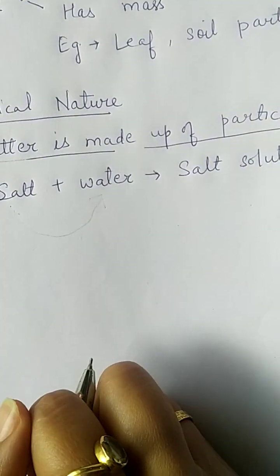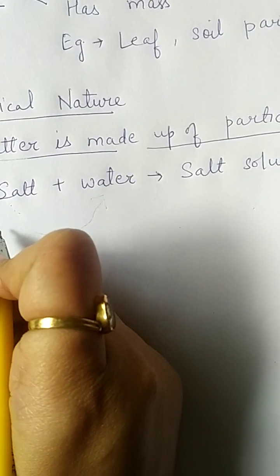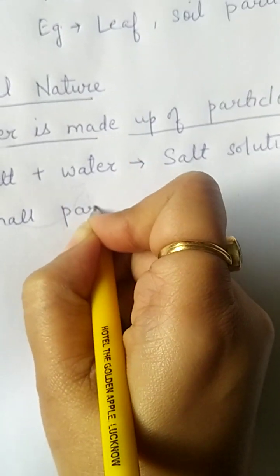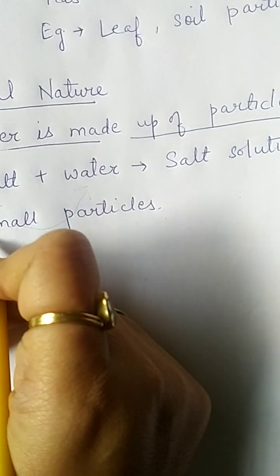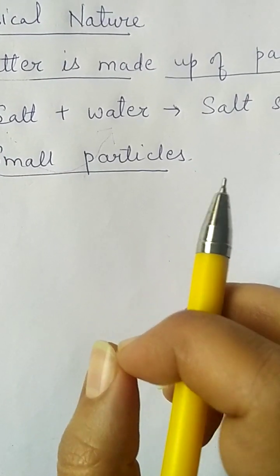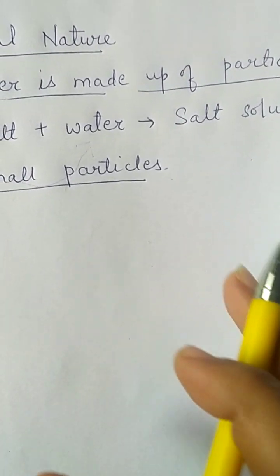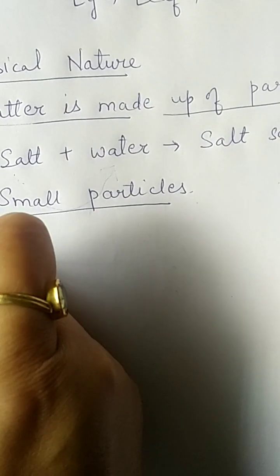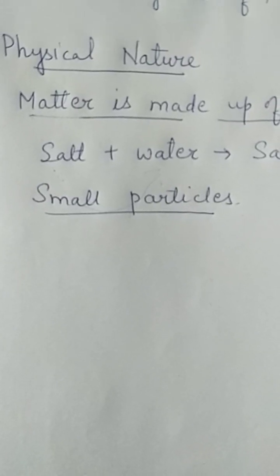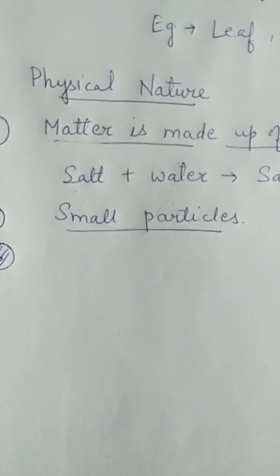So this shows that matter is made up of different kinds of particles which are very small. Second physical nature of matter is that particles are very small in size. The particles of matter are very small in size, and we cannot see them through our naked eyes. Third physical nature of matter is that particles of matter have spaces between them. Actually, basically it is a characteristic of particles of matter.